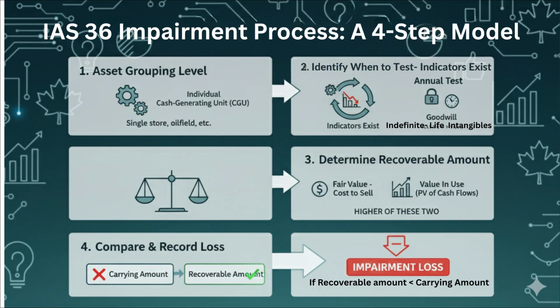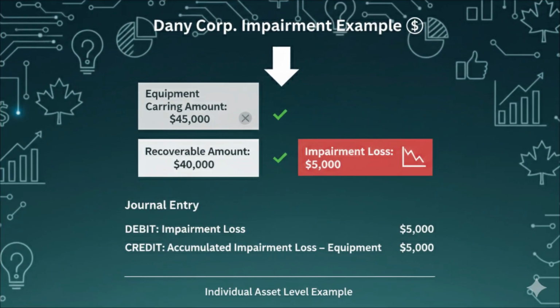To really see this in action, let's look at a quick example. Imagine Danny Corp has equipment with a carrying amount of $45,000. After testing, the recoverable amount comes in at only $40,000. That's lower, so the company must record a $5,000 impairment loss. The journal entry would be debit impairment loss, $5,000. Credit accumulated impairment loss, equipment, $5,000. That's a straightforward example at the individual asset level.